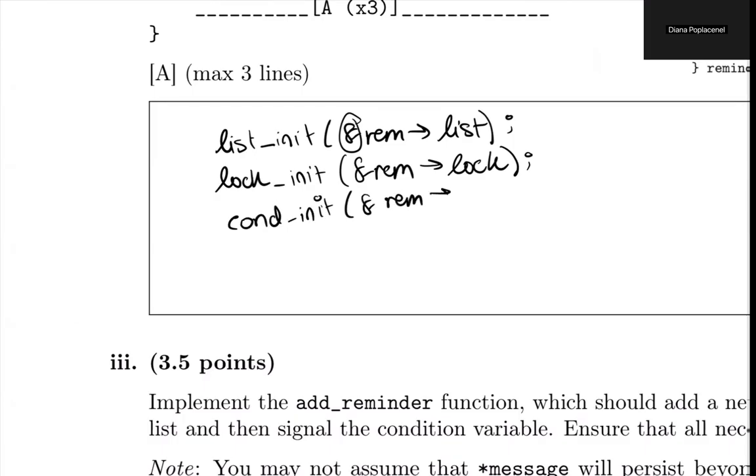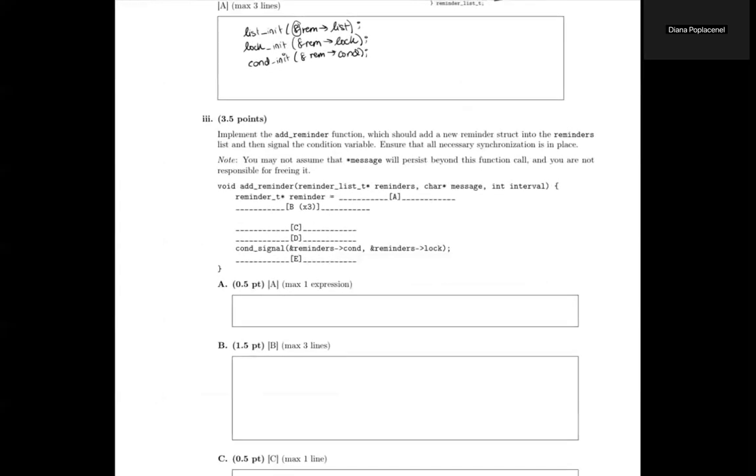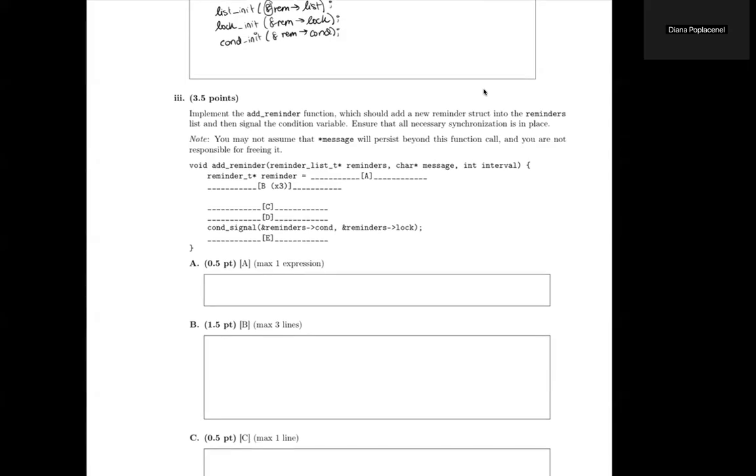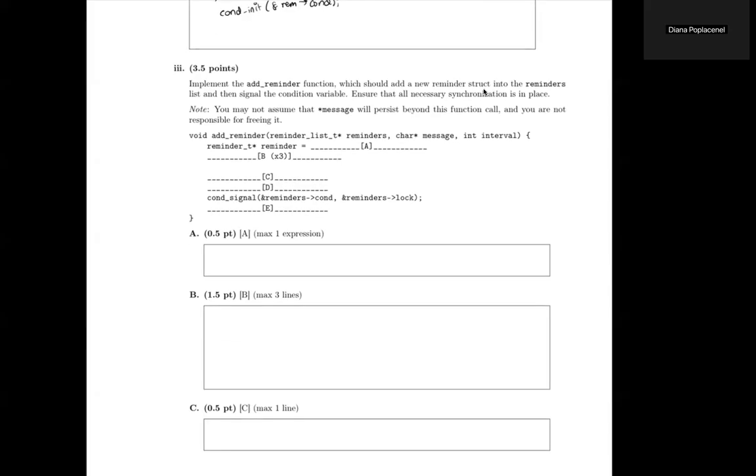Okay. So up till now, nothing too crazy, but now we are going to actually get into the reminder logic, which is a lot more detailed. Okay, I'm back. So now we need to implement add reminder, which is going to add a new reminder struct into our reminders list and then signal the condition variable. We'll break down what all of this means in a bit.